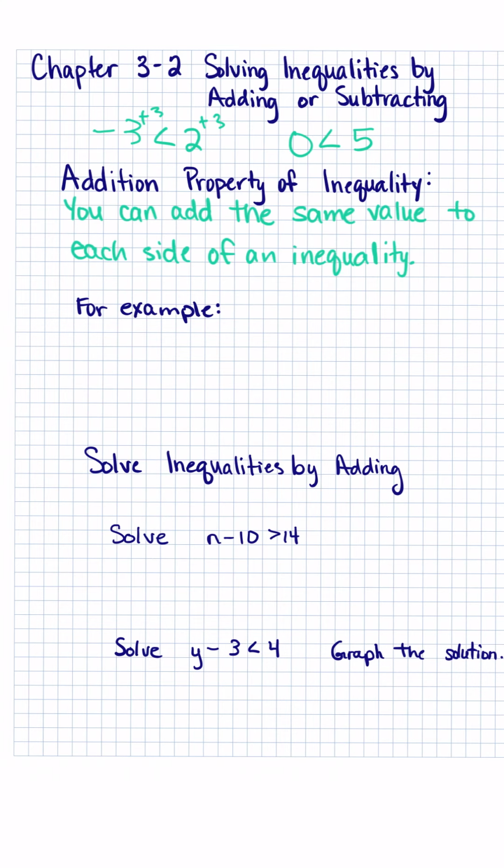For example, if you had 7 is greater than 3, you could add 4 to each side. Remember, you always have to keep it balanced. Whatever you do to one side, you have to do to the other. So our algebra would be: if A is greater than B, then A plus C is greater than B plus C, because you're doing the same thing to each side. So let's jump in and give it a try.